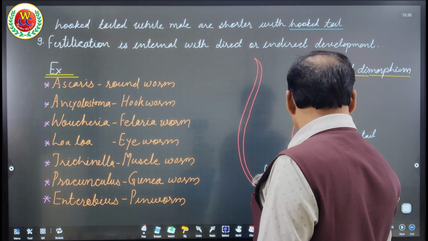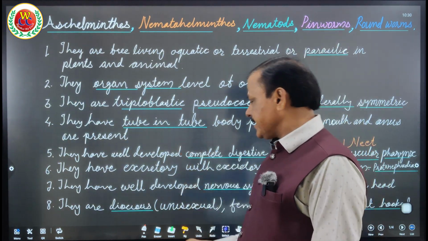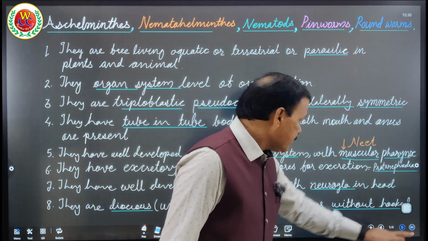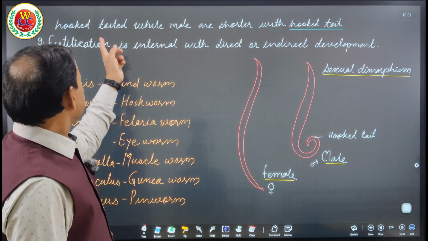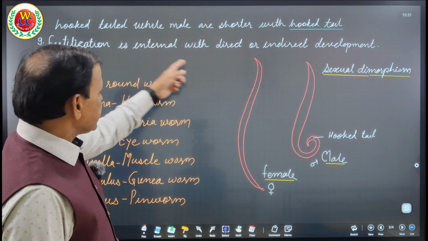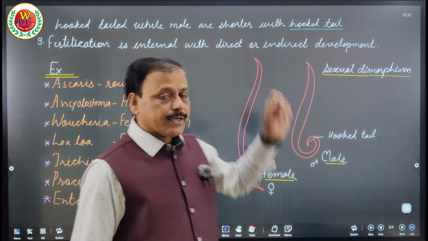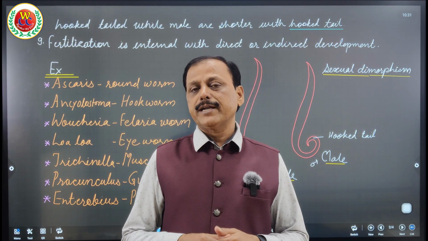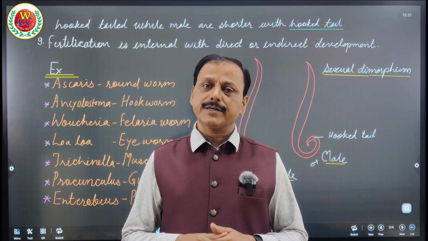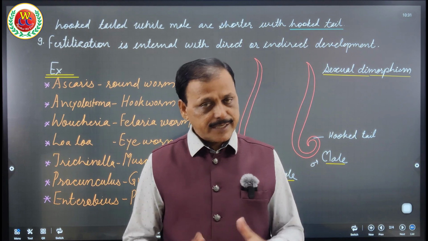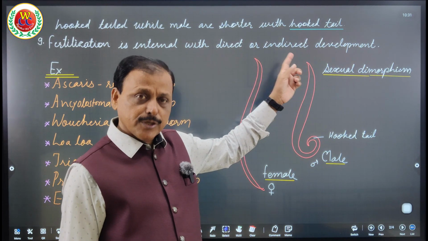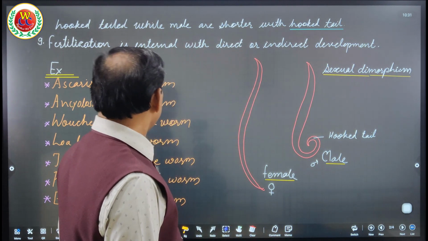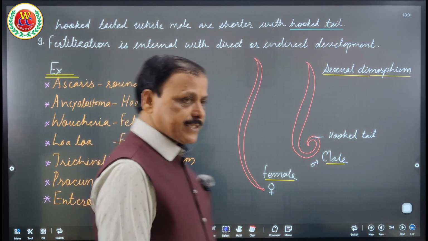So once again come back to the points of characteristics. They are dioecious, they are unisexual, that you got. Now next point, their fertilization is internal, direct as well as indirect. Indirect means through larvae, as we learned about parenchymula and amphiblastula for Porifera and planula for Coelenterata. Same way they have indirect development through larvae. So I hope you got this point with this diagram, and these examples are there.